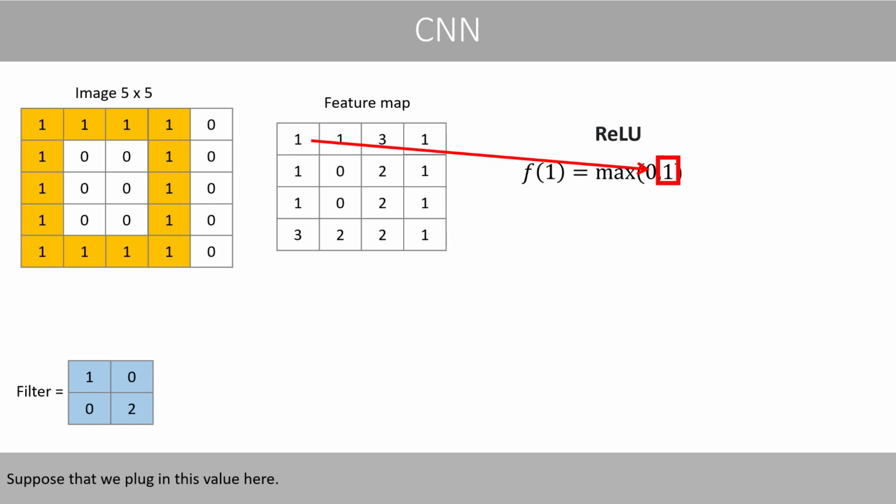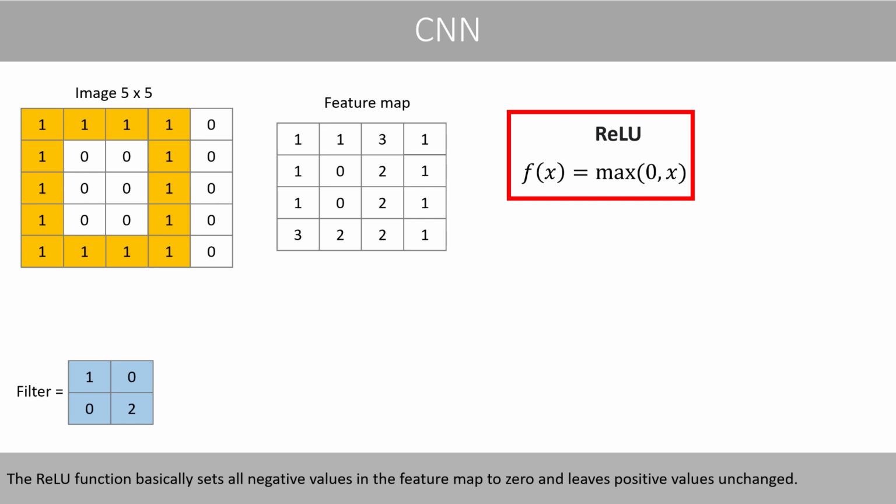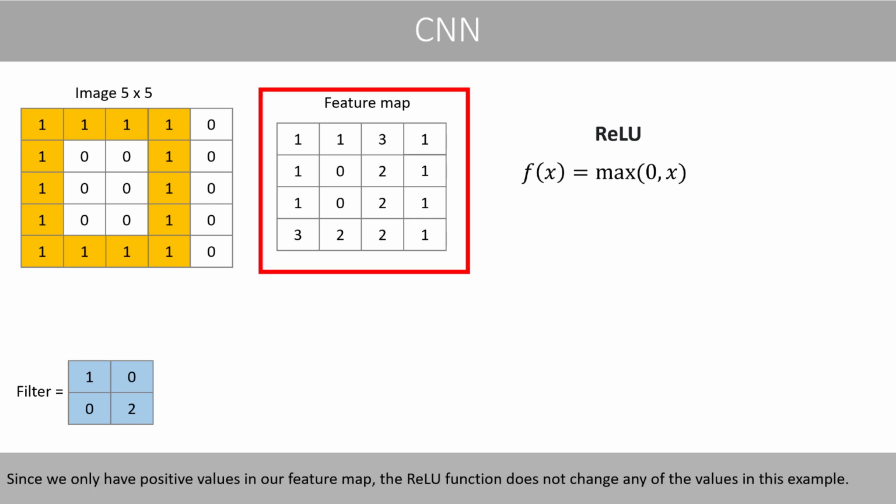Suppose that we plug in this value here. The maximum value of these two values is simply 1, which means that we do not change this value in the feature map. The ReLU function basically sets all negative values in the feature map to 0 and leaves positive values unchanged. Since we have only positive values in our feature map, the ReLU function does not change any of the values in this example.